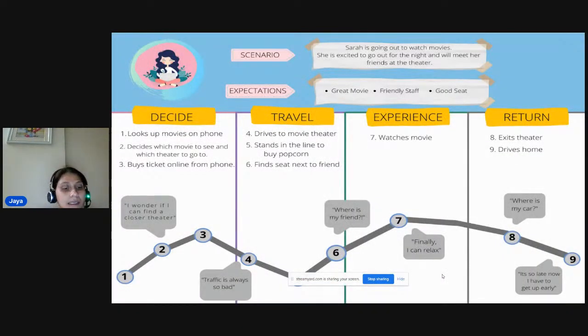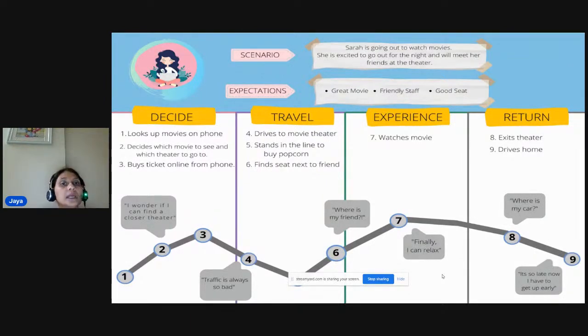My third slide actually comprises a scenario where the girl is Sarah. She's going out to watch movies with her friend, and she's very excited about this. But one point of the excitement is that she's going to watch the movies at night.